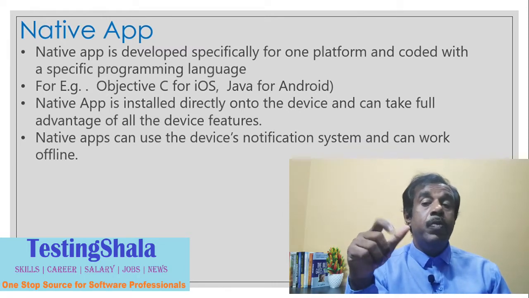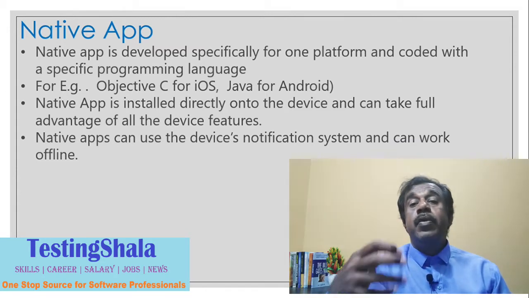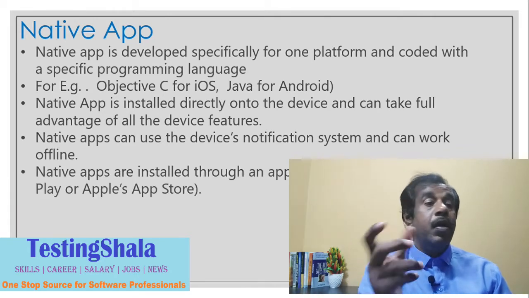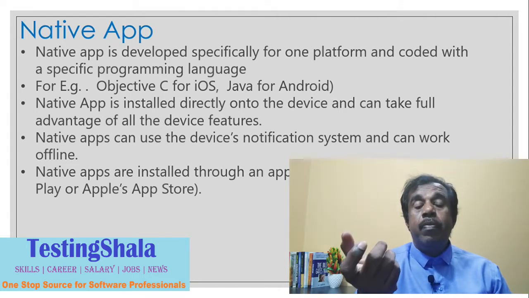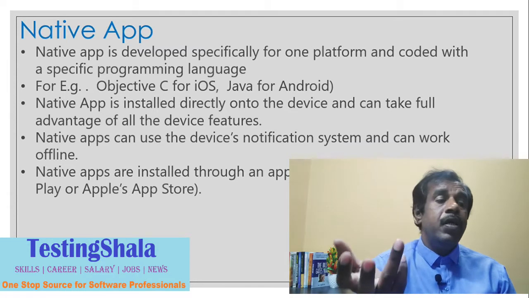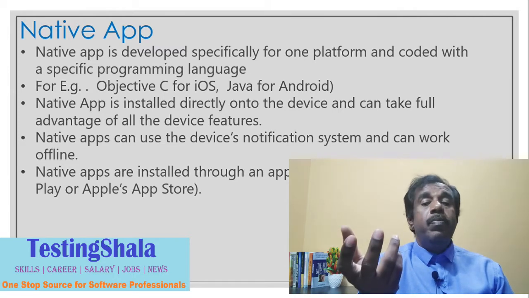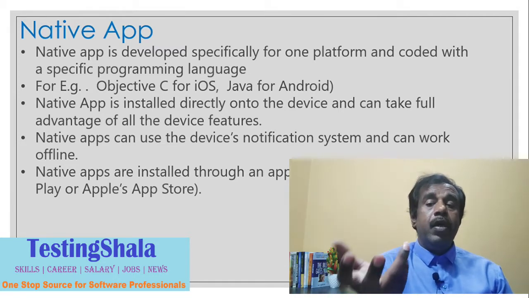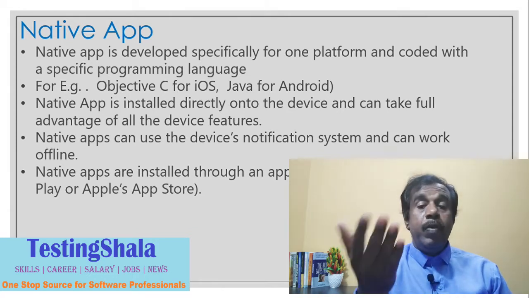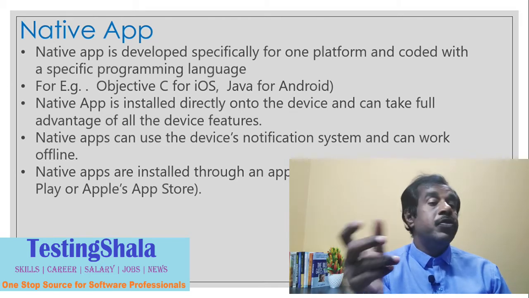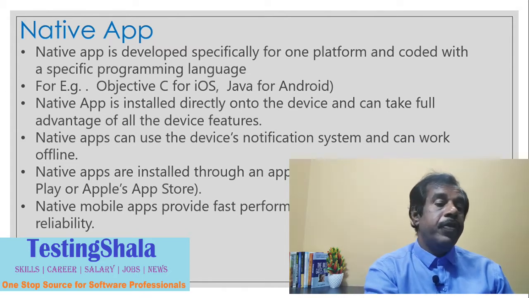Especially these native apps can be used to gather information on device notifications, and they can work in offline mode as well. Then let us understand how these native apps can be installed through an application store. Native apps can be stored in the Google Play Store or Apple Store. Google Play Store is where Android apps are available, and Android apps are implemented using Java technology. Similarly, Apple Store apps are implemented using Objective C for iOS. At least you got an idea.